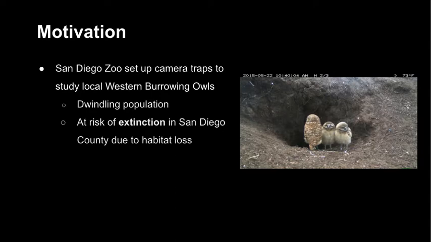The plan they devised to monitor and study these owls was to set up camera traps near owl burrows around San Diego. To the right is an actual picture captured by a camera trap. The owls inhabit burrows that are mainly dug by ground squirrels as well as prairie dogs and even tortoises.